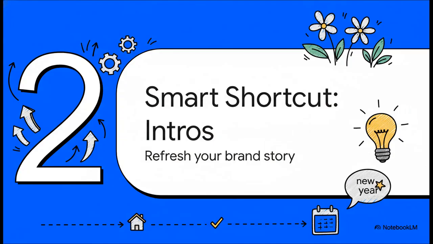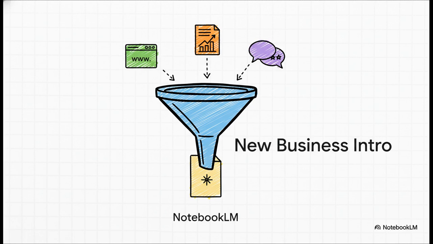Okay, so we've got the quick win down. Now let's level up from a simple feature to a more strategic, creative task, like, say, refreshing your business's story for the new year. We've all been there, right? Staring at a blinking cursor, writer's block. So instead of that, you can use Google's Notebook LM. Think of it like this. You're feeding the AI the raw ingredients of your business, your website, your latest strategy, and maybe most importantly, what your actual customers are saying in their reviews.